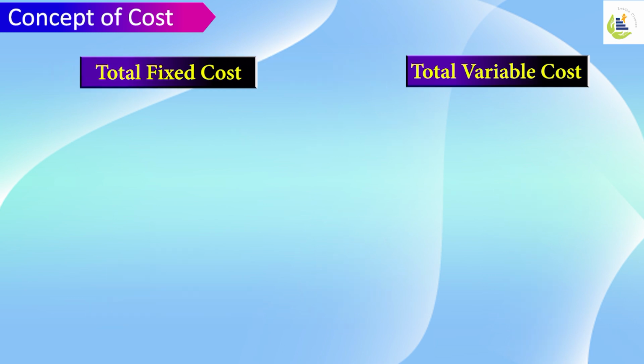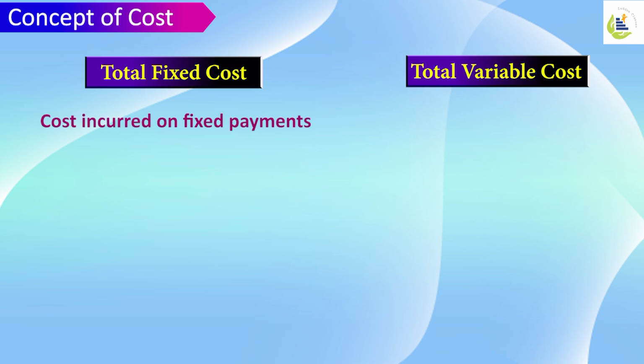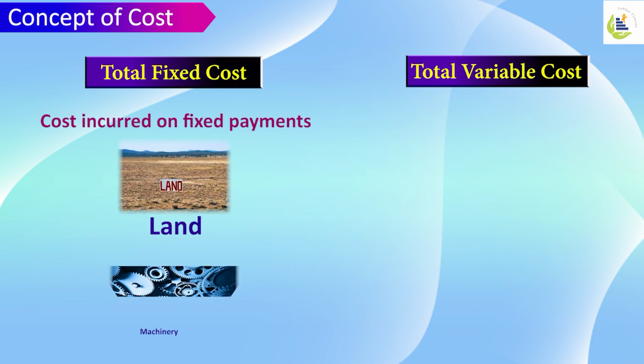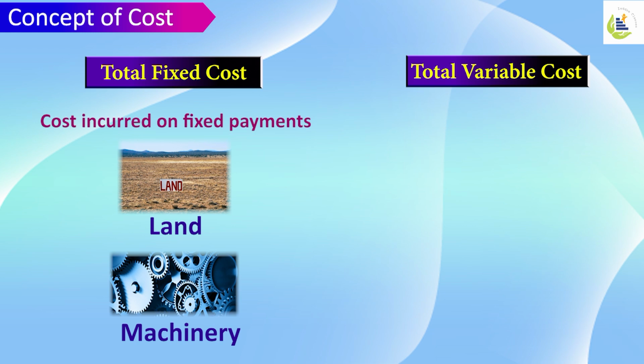Now what is total fixed cost? Total fixed cost is the amount incurred on fixed payments, like payment on land is a fixed payment, payment on machineries is a fixed payment. So whatever happens, whether I produce or not, I need to incur this. Whether I keep my bakery open or closed, I need to pay rent. I need to pay for the machineries I use. So those are my fixed costs. So all those fixed costs will lead to total fixed cost.